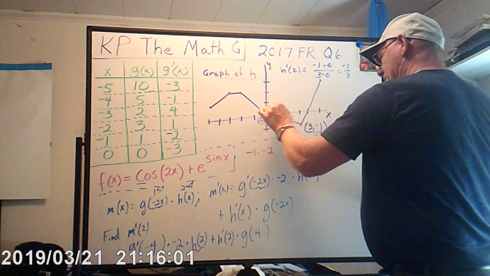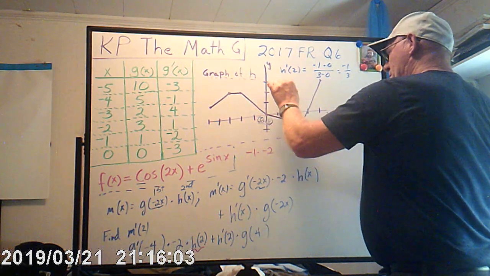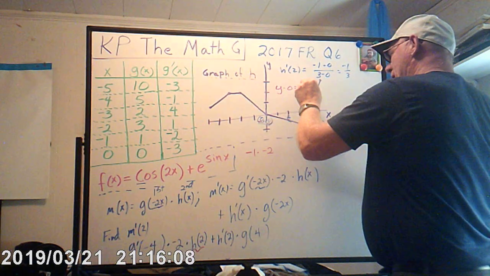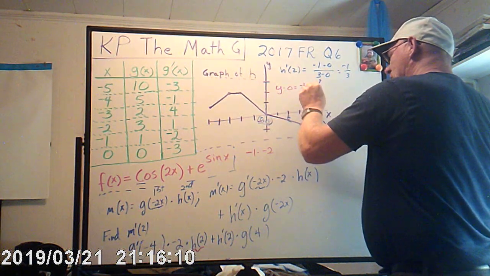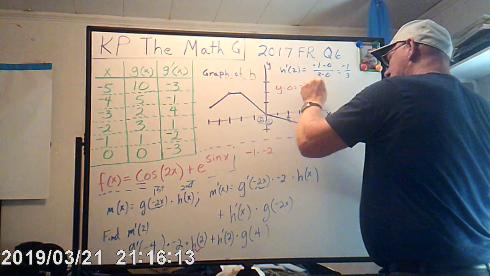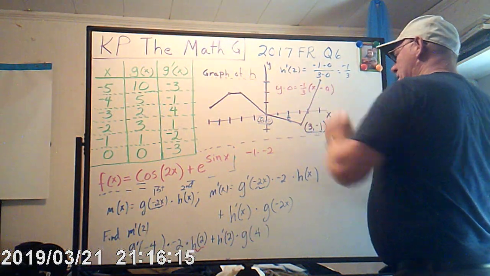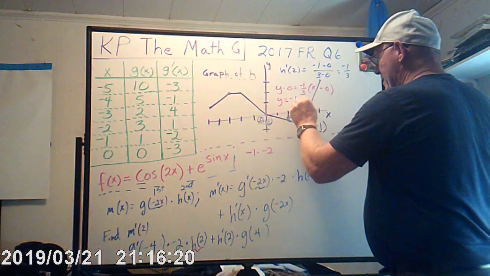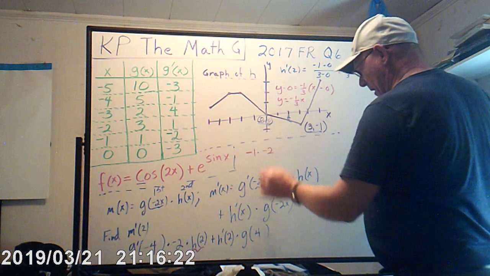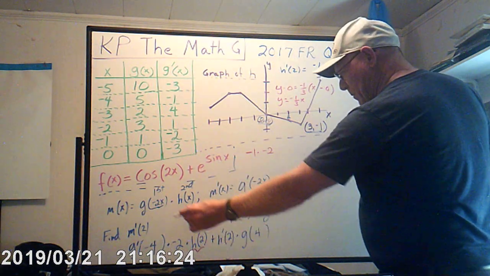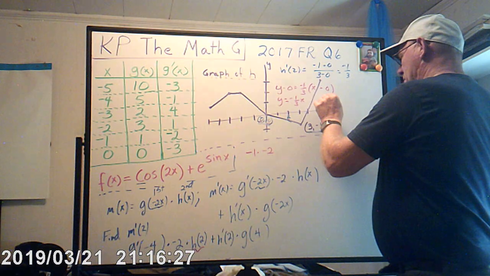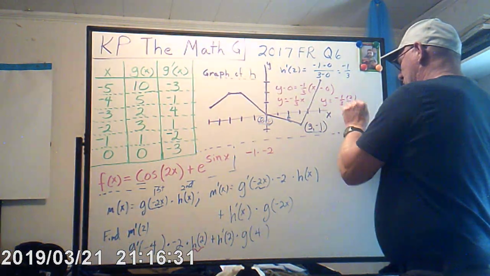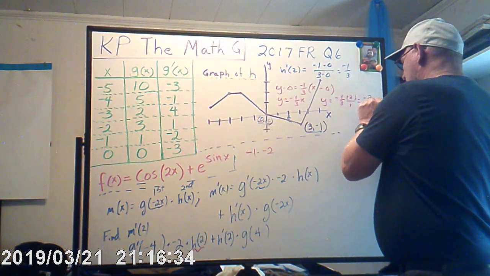So let's see, I can use 0, 0. So y minus 0 is equal to m. We know the slope from the last problem is negative 1/3, times x minus 0, which is really y is equal to negative 1/3 x. If I plug in 2, y is equal to negative 1/3 times 2, which is negative 2/3.